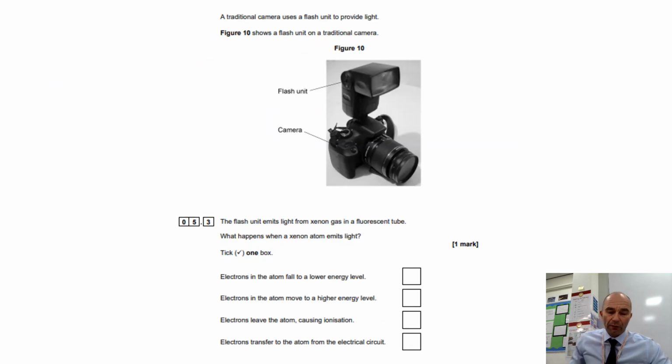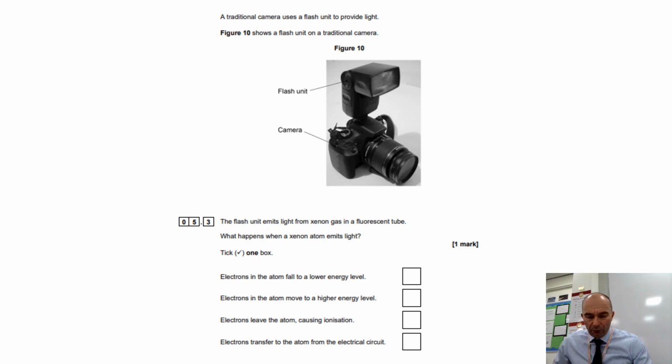Alright, next question. So we've got a traditional camera uses a flash unit to provide light. So we've got a picture of a camera there. The flash unit emits light from xenon gas in a fluorescent tube. What happens when a xenon atom emits light? Now, this is almost as much chemistry as it is physics.